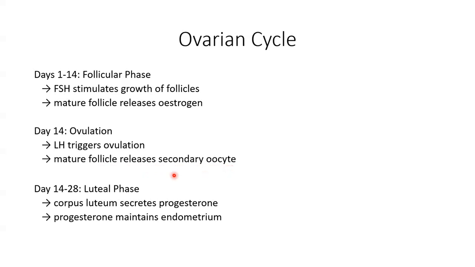The second half of this phase, from day 14 to 28, is called the luteal phase, relating to the corpus luteum. The corpus luteum secretes progesterone alongside estrogen, relaxin, and inhibin to a lesser extent. The progesterone is what maintains and thickens up that endometrium just in case that fertilized ovum actually implants into the uterus.